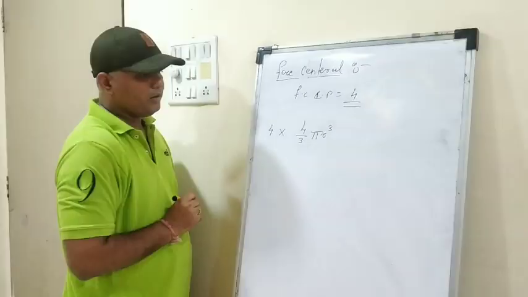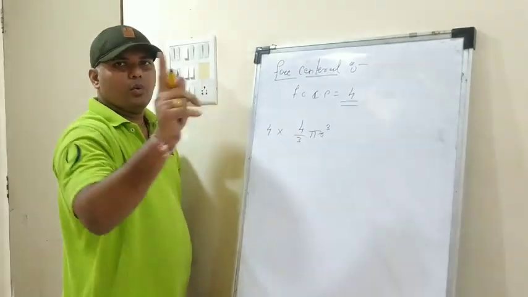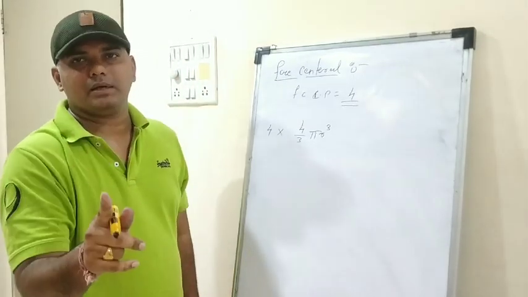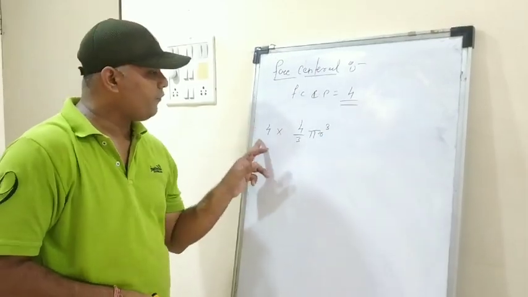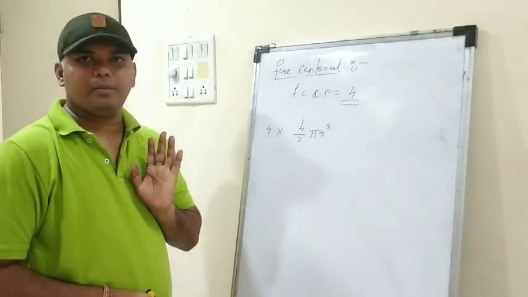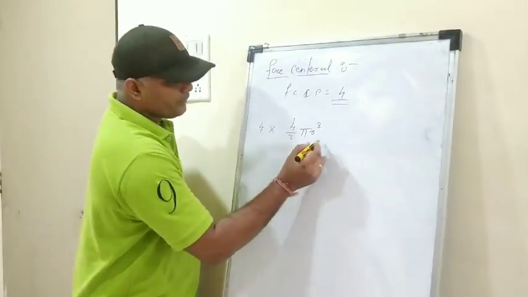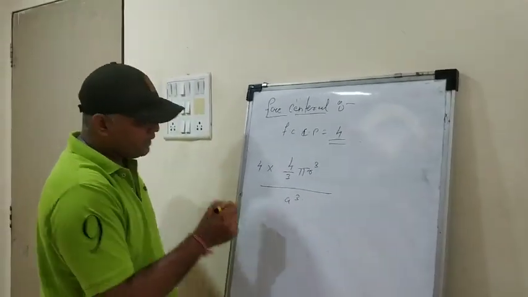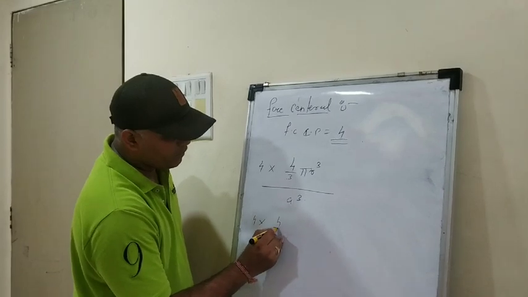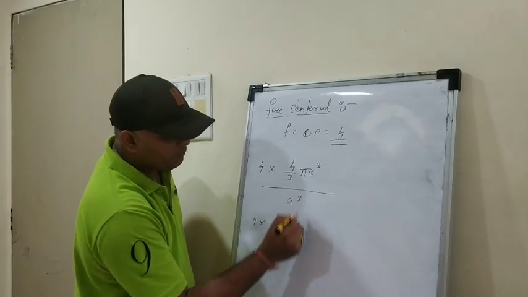What is 4 by 3 pi r cube? Volume of one particle. But how many particles are there? 4 particles are there. So 4 into 4 by 3 pi r cube, divided by a cube. Again we will do the substitution: 4 into 4 by 3, the value of pi will be 3.14.